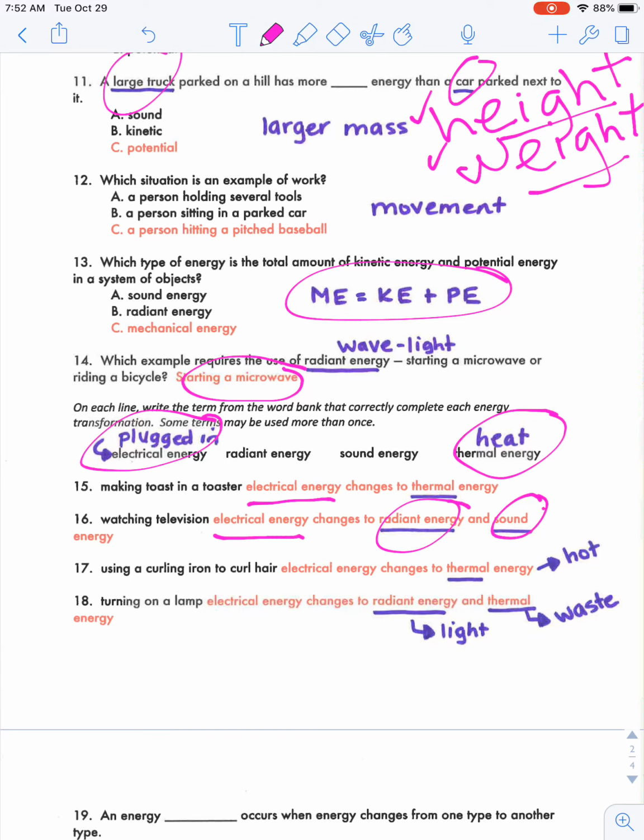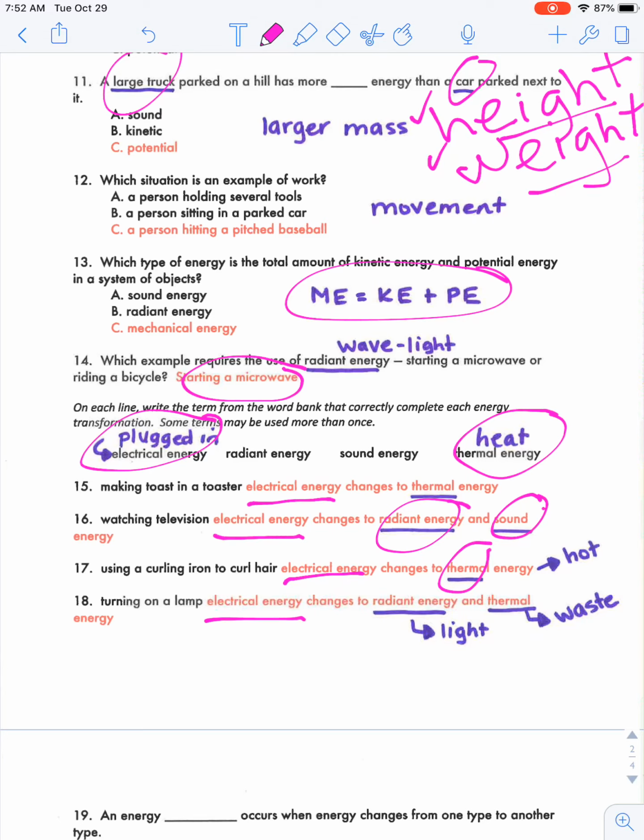Using a curling iron to curl hair, once again, you've got to plug that in. And then with a curling iron or a flat iron, you know that is going to get very hot. So it's going to be converted to thermal energy. It's very hot to either curl or straighten your hair.